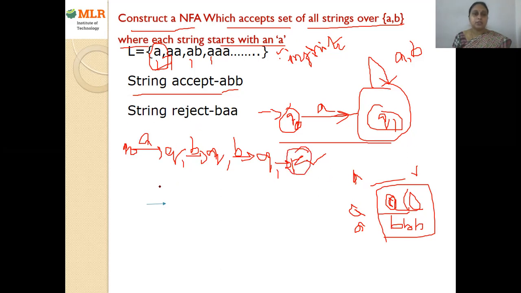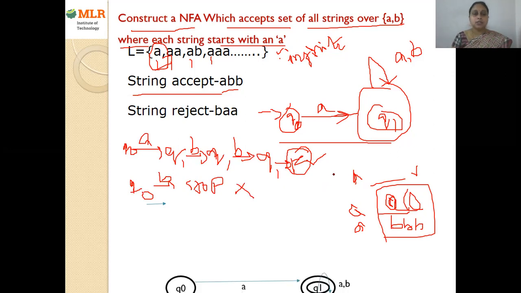Then coming to string rejection: Q naught on B, I don't have any transition. That's why it stops here itself, and it does not reach any final state. That's why the string is rejected.